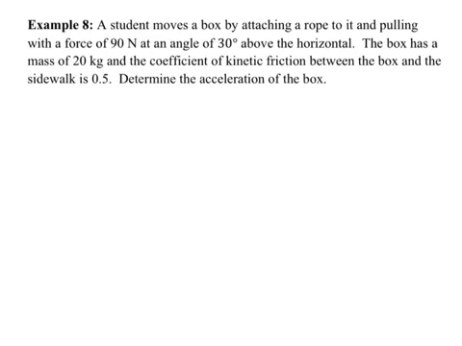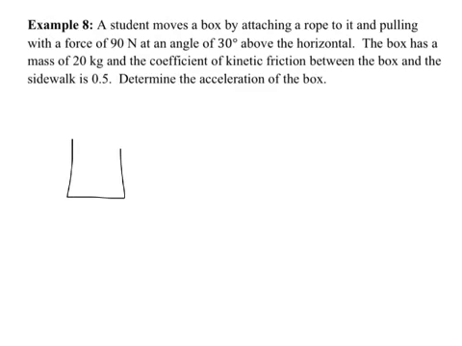Example 8 says a student moves a box by attaching a rope to it and pulling with a force of 90 newtons at an angle of 30 degrees above the horizontal. The box has a mass of 20 kilograms, and the coefficient of kinetic friction between the box and the sidewalk is 0.5. Determine the acceleration of the box. So clearly it's going to accelerate if it says determine the acceleration. So let's take a look at our free body diagram to start.